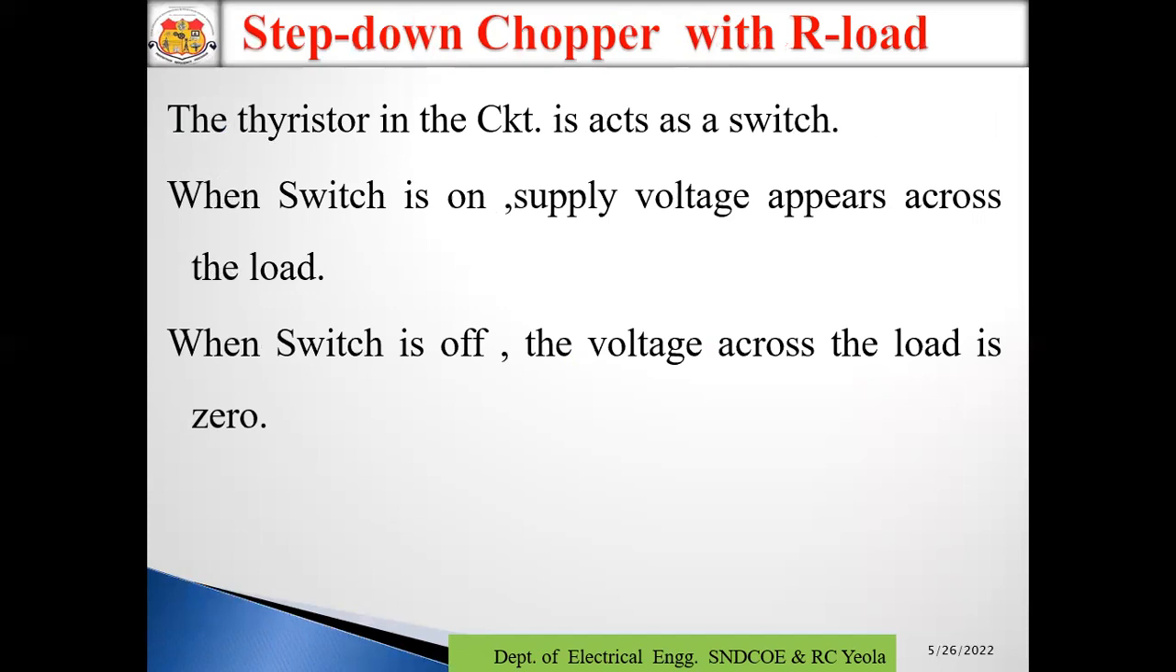From our figure we can say that the thyristor in the circuit acts as a switch. In the step-down chopper we have used the thyristor as a switch. When the switch is on, the supply voltage appears across the load. There are two main steps for this circuit diagram: switch on and switch off. When the switch is on, the supply voltage appears across the load. And second, when the switch is off, the voltage across the load is 0. So these are the two modes of operation, or we can say the two conditions, for the step-down chopper.